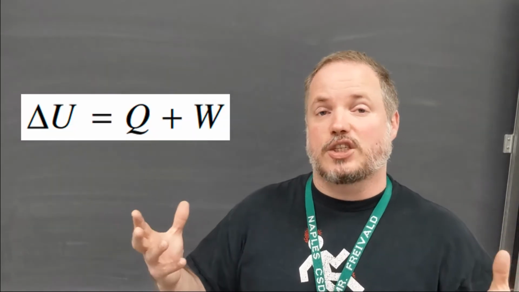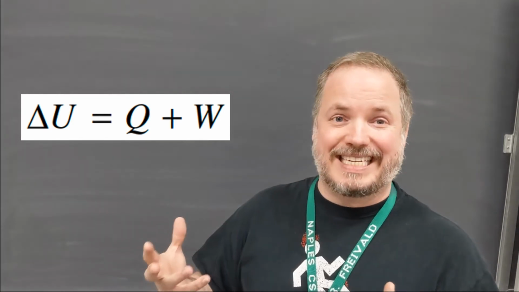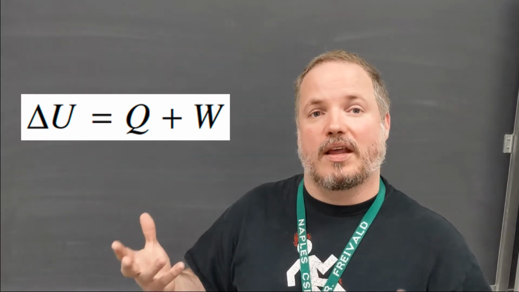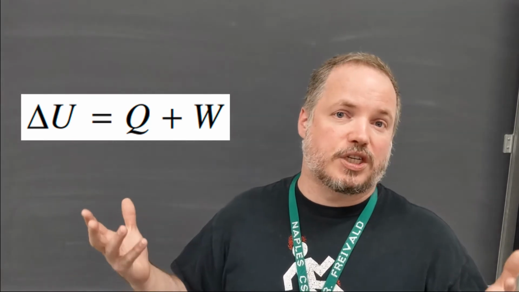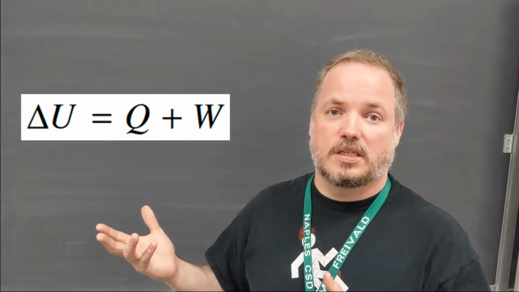It says the change of internal energy of a gas has to equal the amount of heat added or removed plus the amount of work done by or on the gas. It says that the total energy has to be conserved. Delta U equals Q plus W.